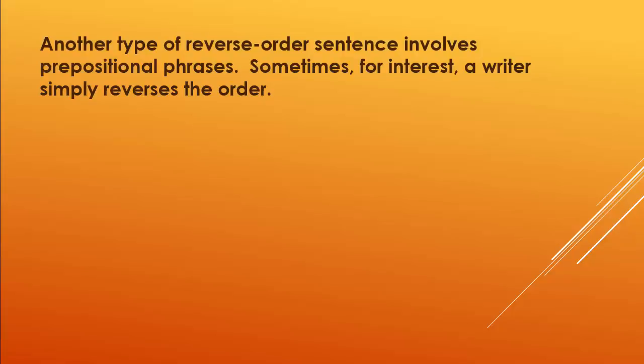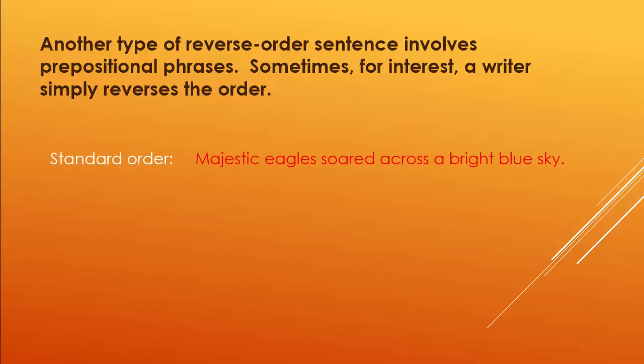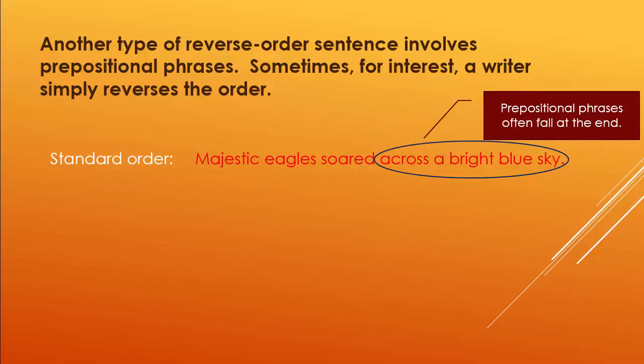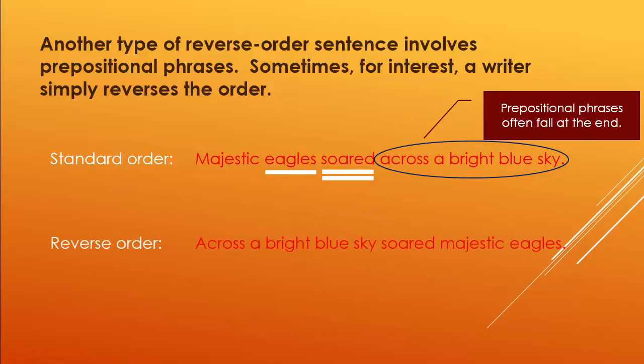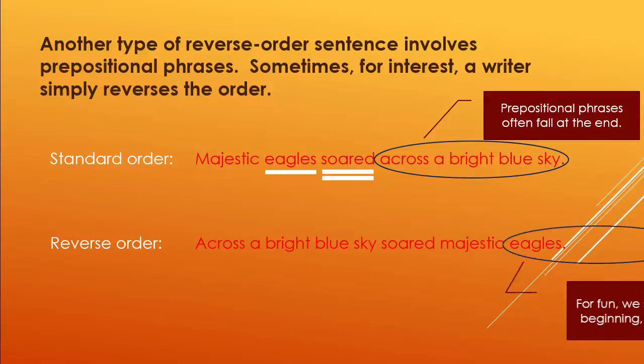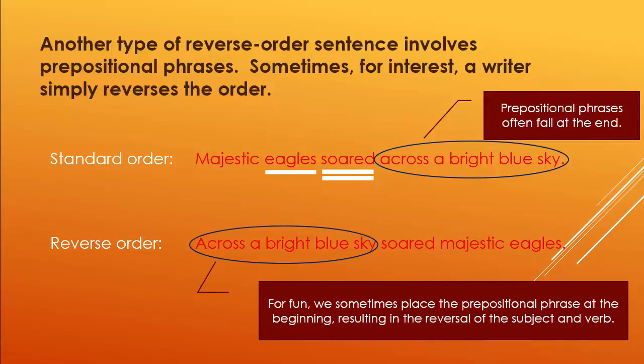Another type of reverse order sentence involves prepositional phrases. Sometimes, for interest, a writer simply reverses the order. Standard order: majestic eagles soared across a bright blue sky. Prepositional phrases often fall at the end. Eagles soared. Reverse order: across a bright blue sky soared majestic eagles. For fun, we sometimes place the prepositional phrase at the beginning, resulting in the reversal of the subject and the verb.